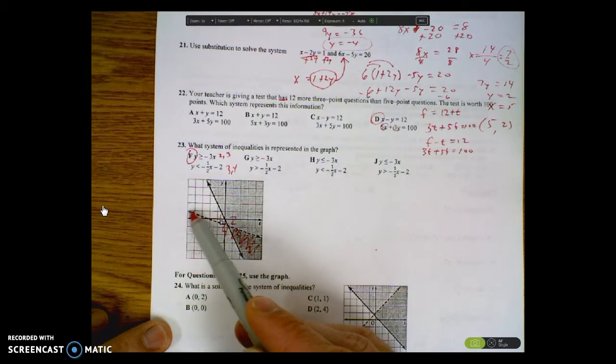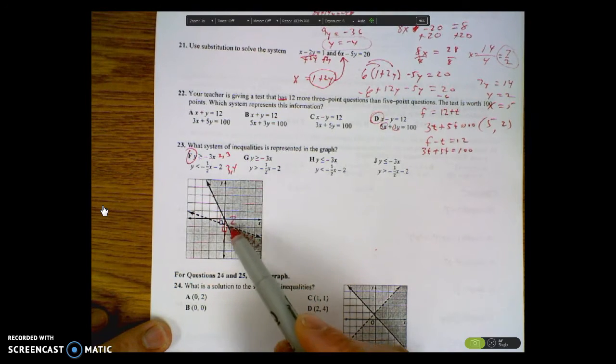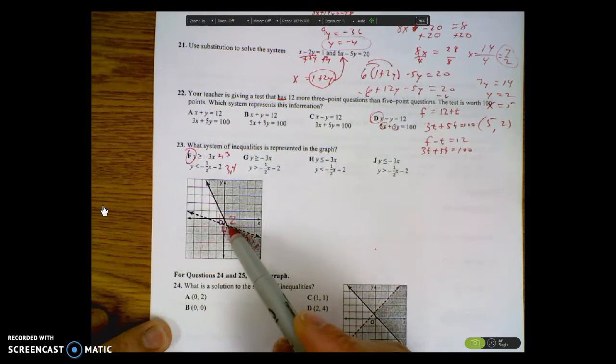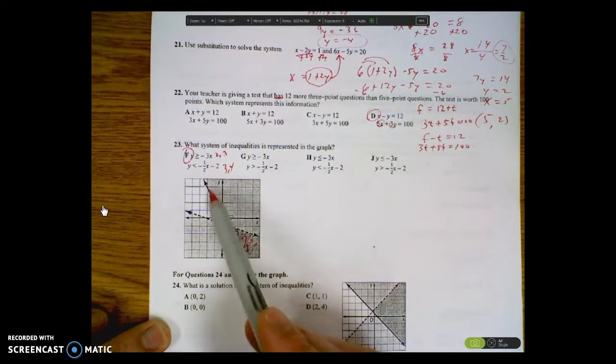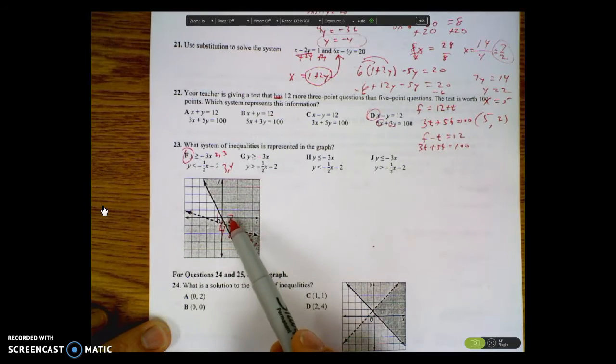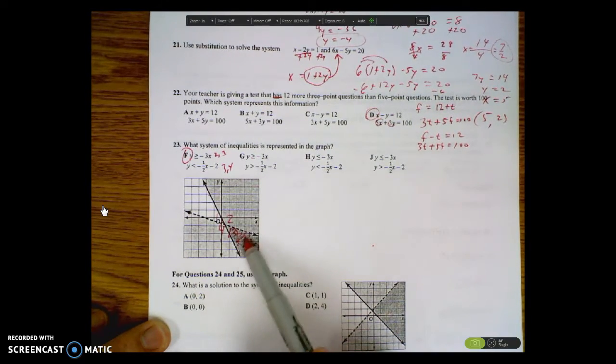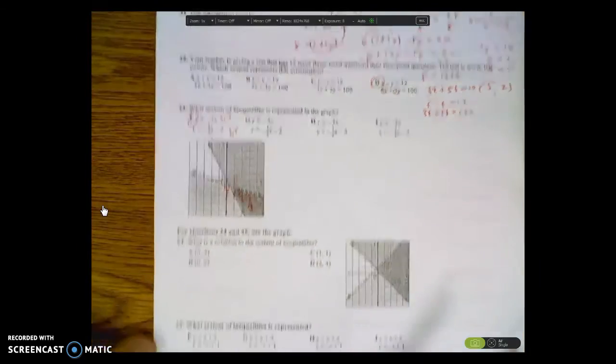Remember, so here's our dotted line. Less than means below the y-intercept, which is 4 and 3. And the exact opposite here. We're greater than or equal to, so solid line. And then greater than means above the y-intercept, so that's 2 and 3. They share 3, so we found the answer right away.